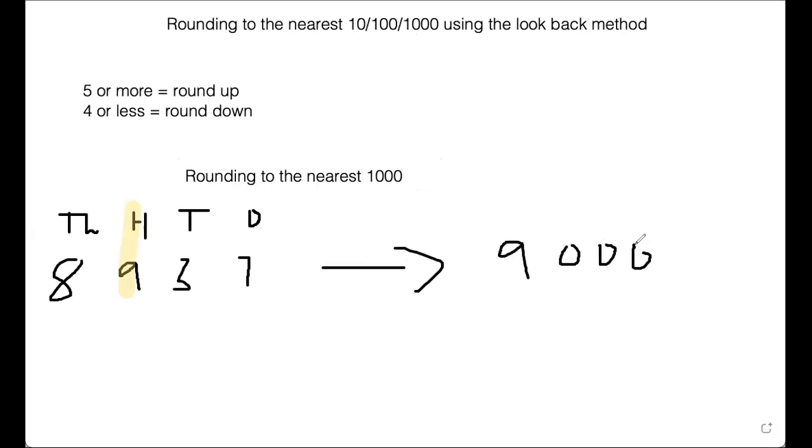And that is how you can round to the nearest 10, 100, and 1000 using the look back method.